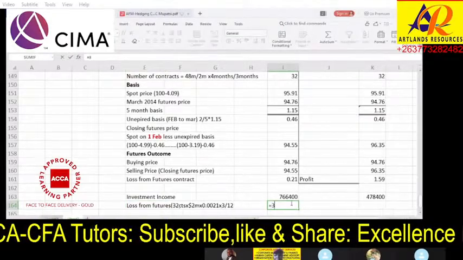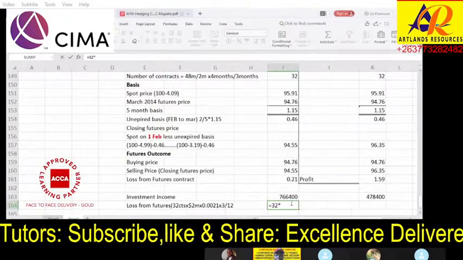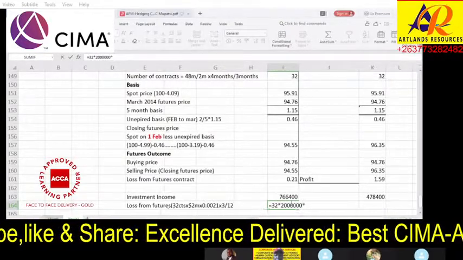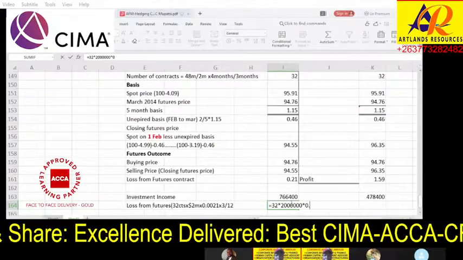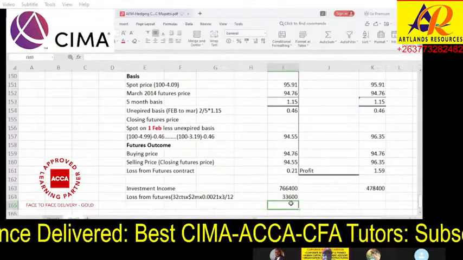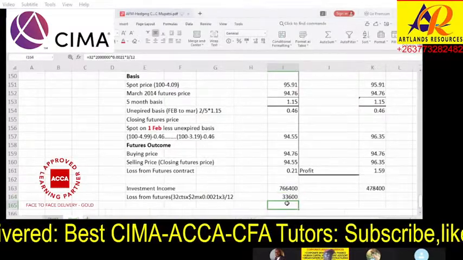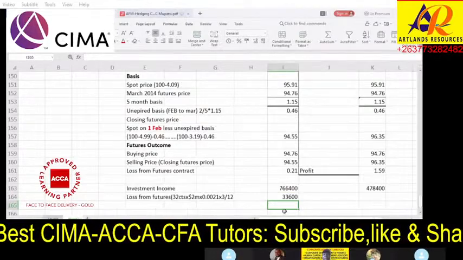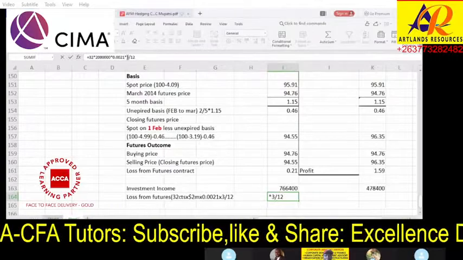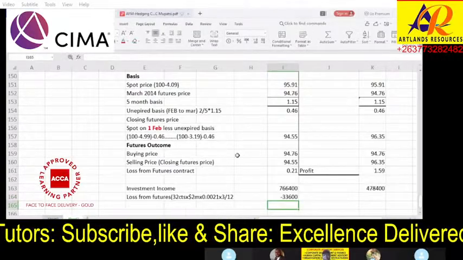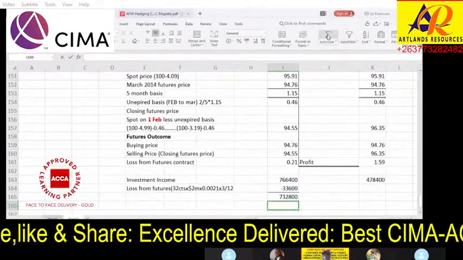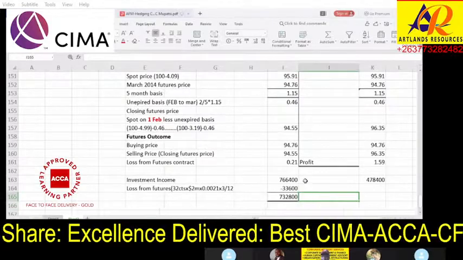I say equals 32 contracts times 2 million times 0,0021 times 3 over 12. So this is the loss from futures contracts. I put it as negative because it's a loss. Let me just try to find where I can put negative like this. So I can now add, this is the net outcome. This is net outcome, 732,800.